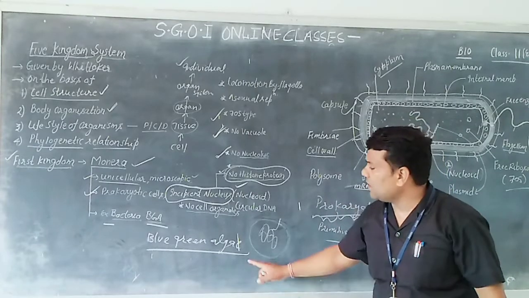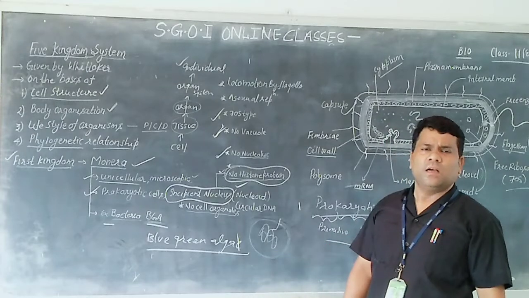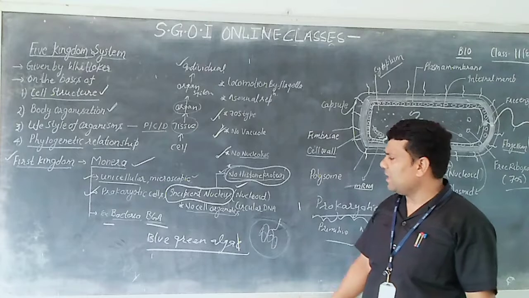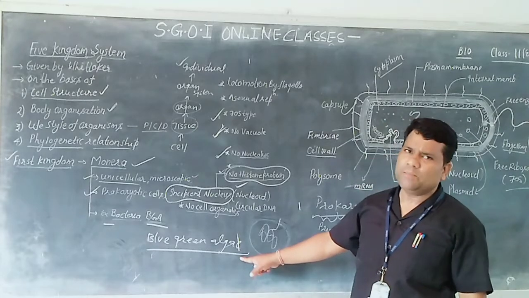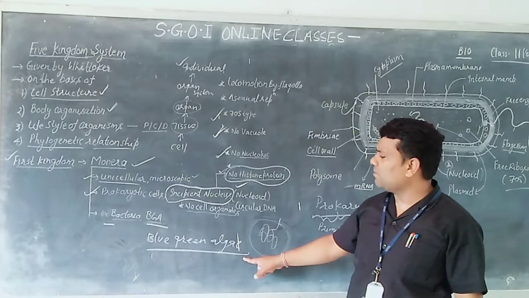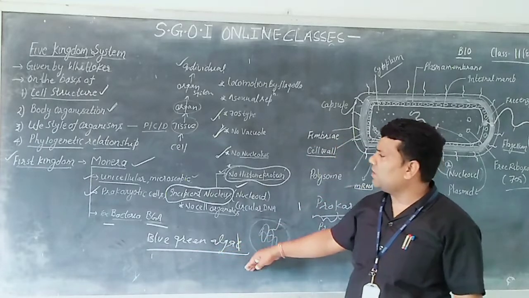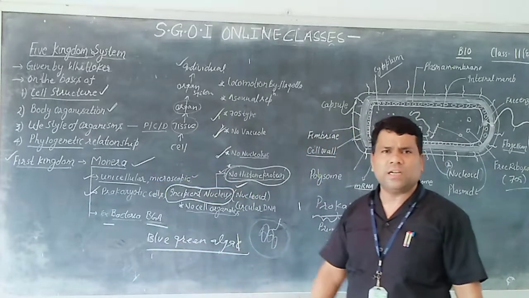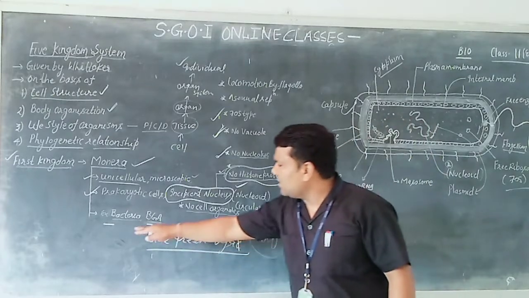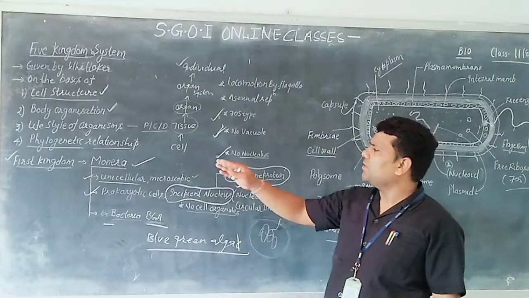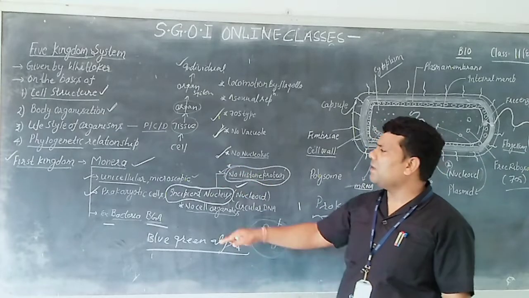Okay, this is actually an exception of the algae. Algae are actually eukaryotic cells, but blue-green algae are prokaryotic cells. So this is an exception from the algae. Because this is a prokaryotic cell, it is put under the kingdom Monera. So bacteria and BGA, blue-green algae, are examples of prokaryotic cells, examples of monerans.